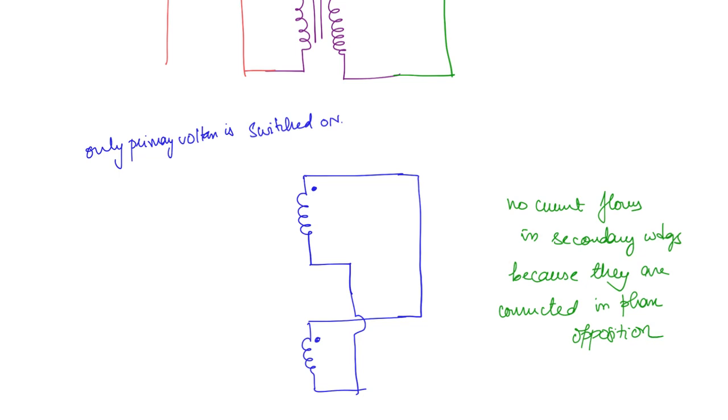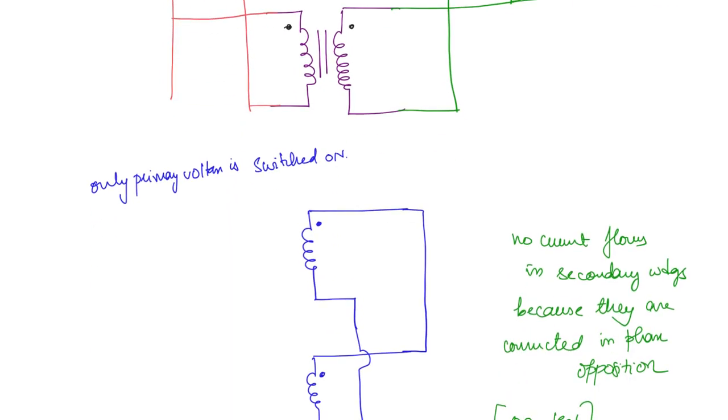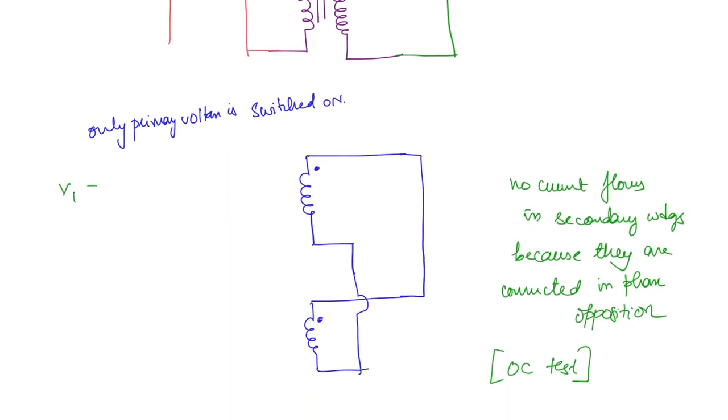So indirectly what we are doing here is nothing but the open circuit test, because the secondary current is not flowing. It is almost as if it is open circuited. Now if you take the voltmeter and ammeter readings to be V1, I1 and W1, then V1 is going to be equal to the rated voltage of the transformer. I1 is going to be 2 times the no load current of each transformer.